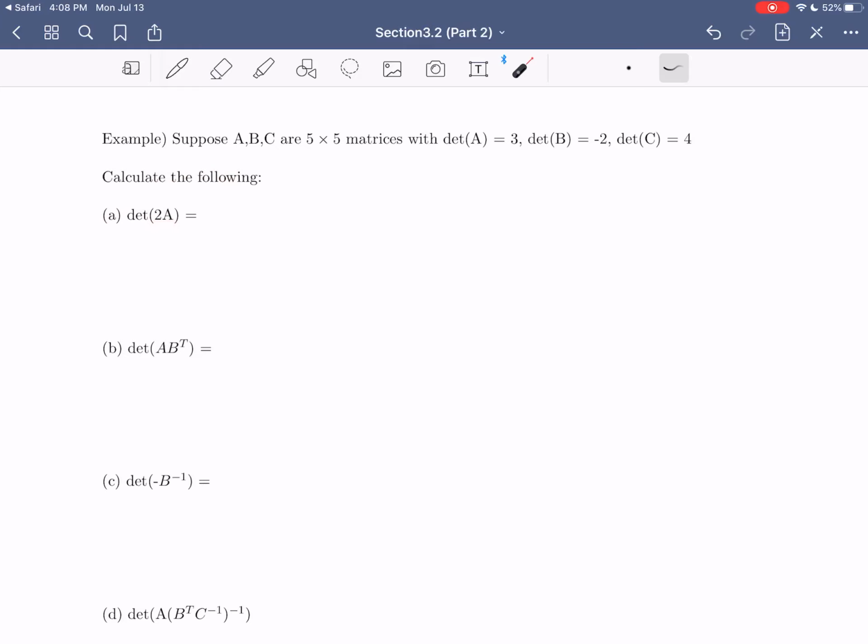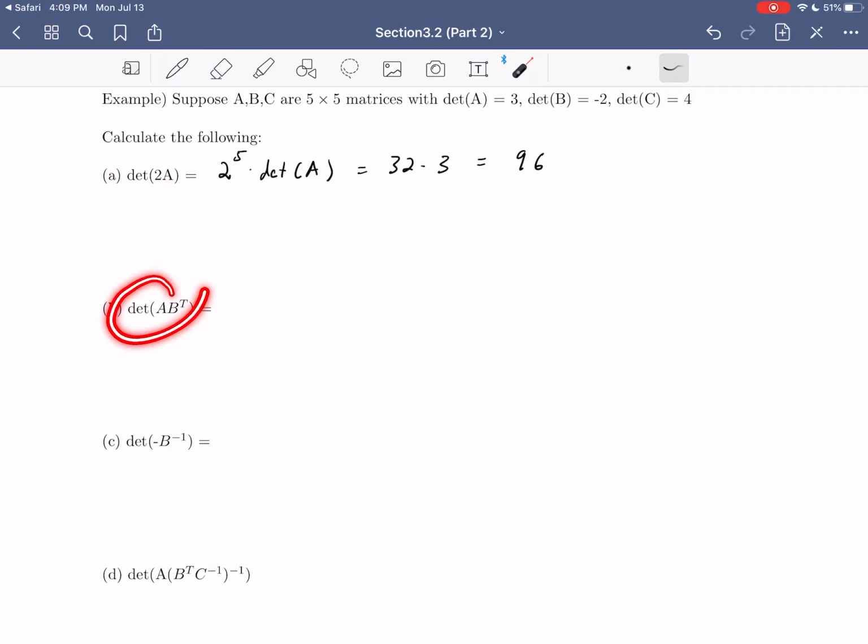Well, this isn't a scalar being multiplied onto a single row. It's a scalar being multiplied onto all the rows of A. So by property 4, I believe, this would be 2 to the number of rows, and we had 5 rows, so it'd be 2 to the 5th times the determinant of A. Because this 2 is going to hit all the rows of A. There are 5 rows of A, so we get 5 iterations of that second elementary row operation. So we get 2 to the 5th times the determinant of A, which is 32, times 3, because we know that the determinant of A is 3, and that's going to be 96. So the determinant of 2A must be 96.